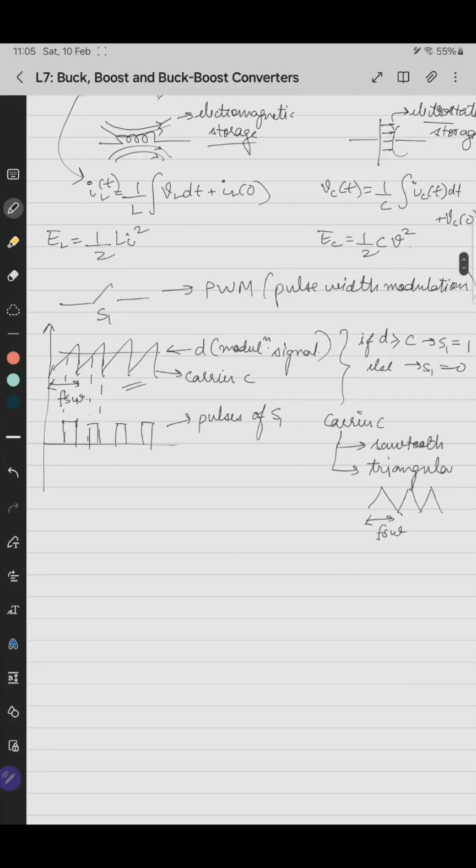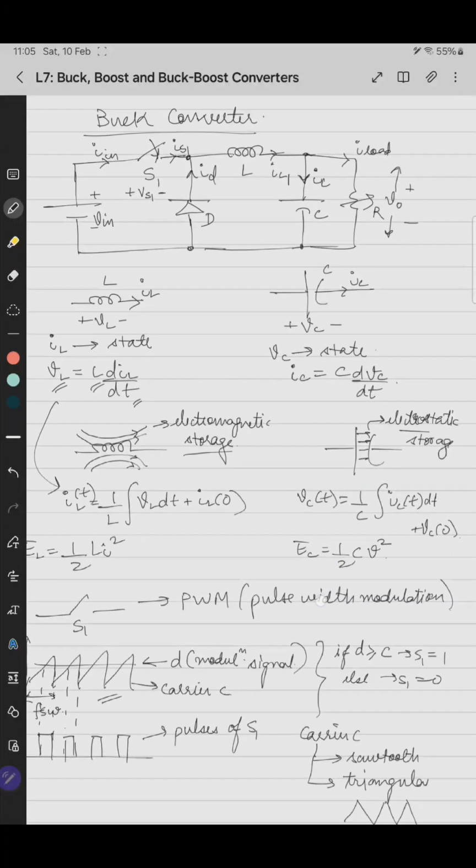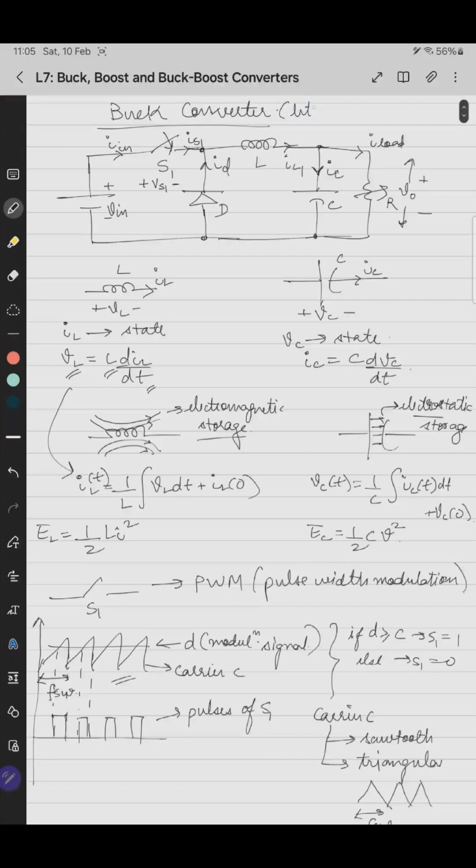So let's say the switch is turned on. Now the inductor is connected between output and input, so the voltage across the inductor is V in minus V naught. Let's assume it's a buck converter, so our assumption is that the converter should do bucking action, meaning V naught should be less than V in. So when the switch is on, the voltage across the inductor is V in minus V naught, and the diode is reverse biased. When the switch is off, the diode D becomes forward biased, because the inductor current equals the diode current ID, which forces the diode to turn on.